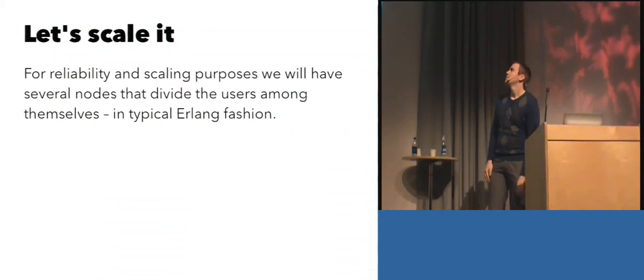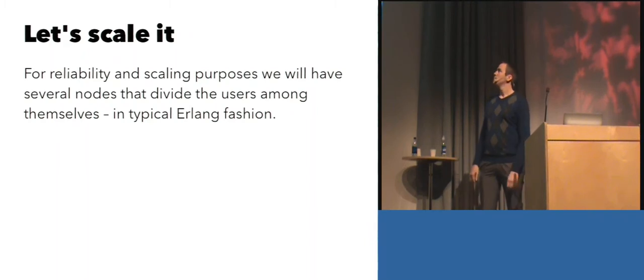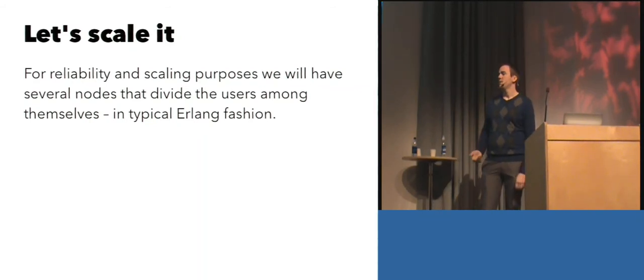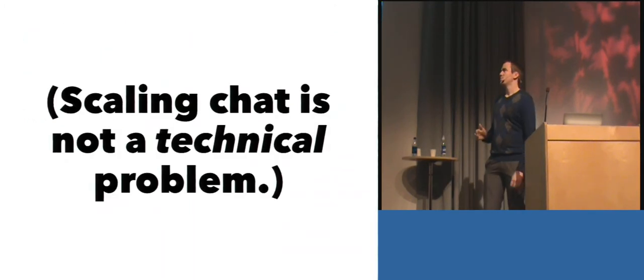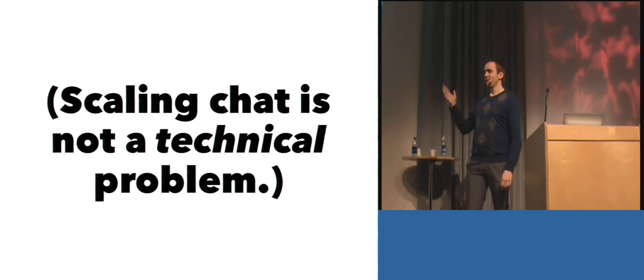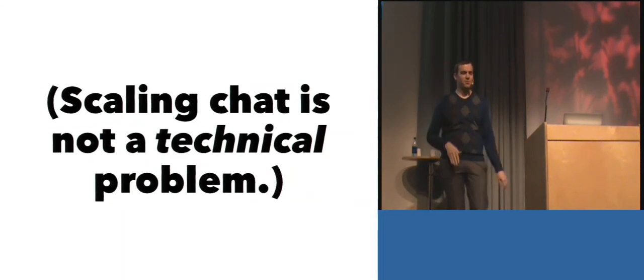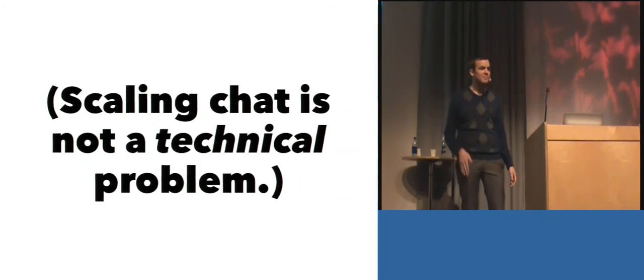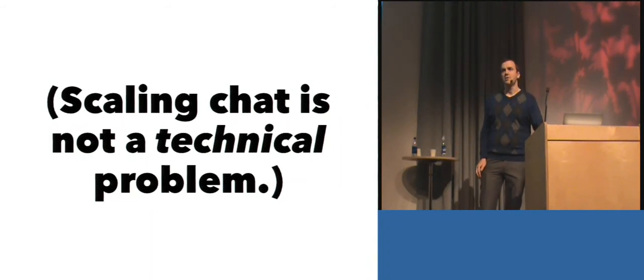Let's scale it. Okay, so we have our simple chat server, and for reliability and scaling purposes, we'll have several nodes. Especially for reliability, we don't want single points of failure, we want clients distributed among different nodes. And it must be said, scaling chat is not a technical problem. Even with your worst implementation, people will fail before the tech. You don't really want to see a million messages scrolling past. So if anyone has any really good ideas about how you actually solve the social problem, talk to me. But yeah, it just had to be said.